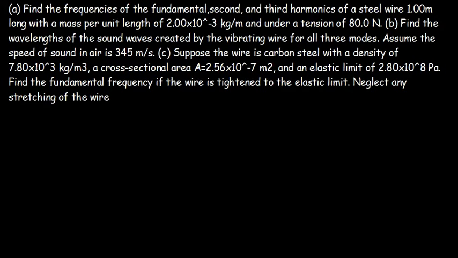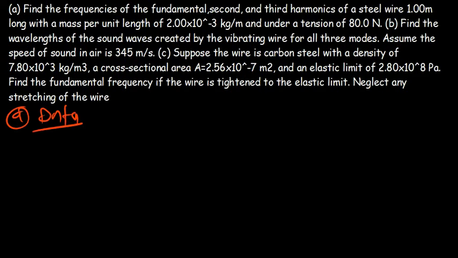Then suppose the wire is carbon with a density of 7.8 times 10 to the power 3 kg per cubic meter, a cross-section area of 2.56 times 10 to the power negative 7 square meter, and an elastic limit of 2.8 times 10 to the power 8 pascals. Find the fundamental frequency if the wire is tightened to the elastic limit. Neglect the stretching of the wire. Let's start with the first part. Let's first come up with data for part A.